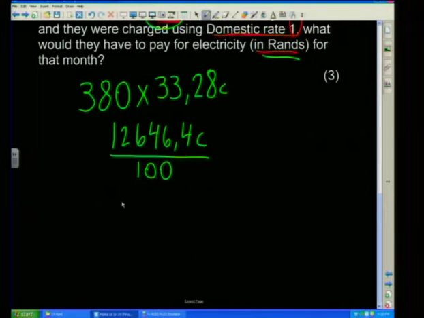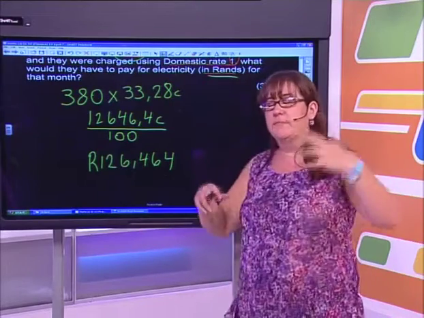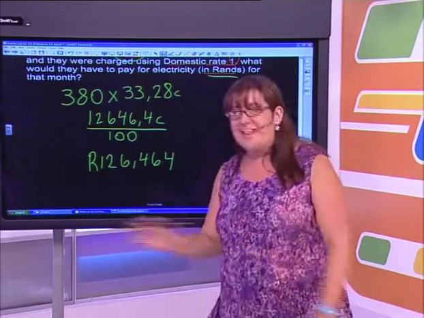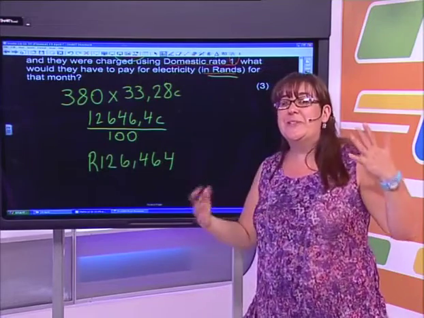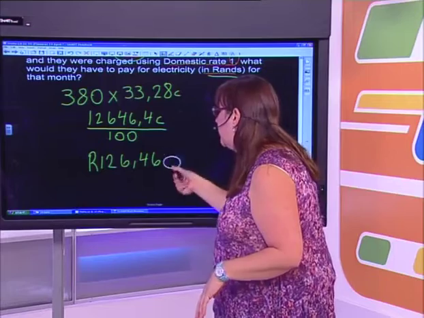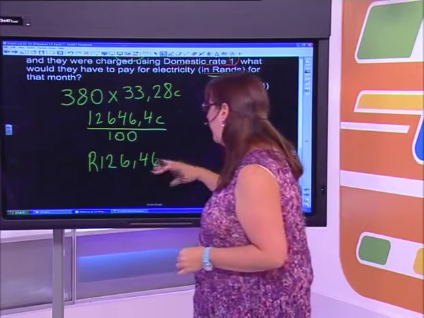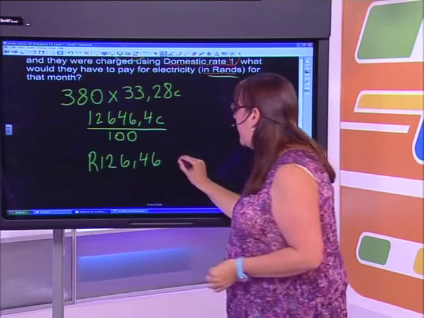Right, so in rands, I've got a problem with my pen. 126.464 rands. Now, we don't talk about rands in 3 decimal places, we always talk about 2 decimal places. So this last 4 I can actually just erase because it's lower than 5, so I don't need to round up, I round down. That's what I'm paying for the units.